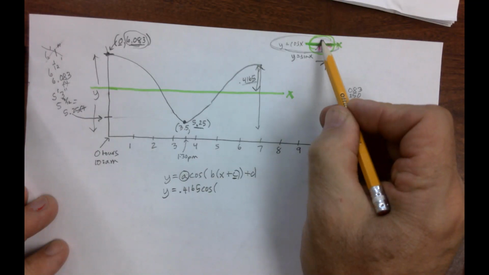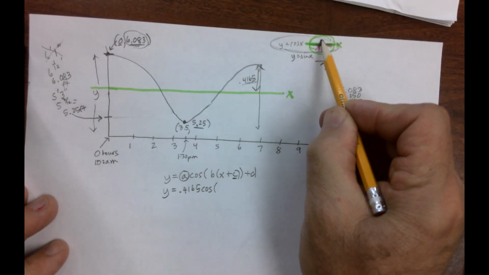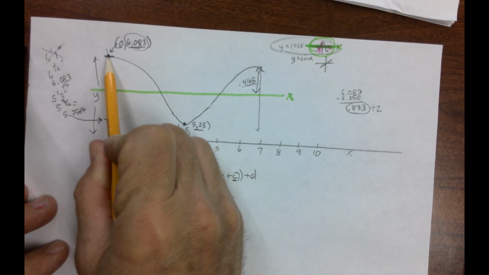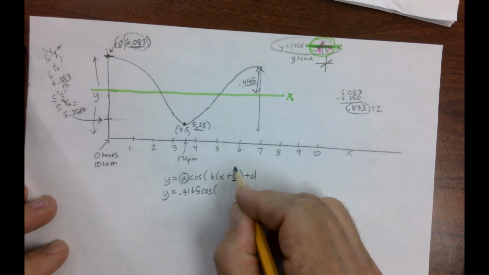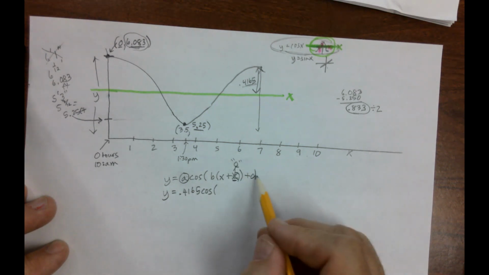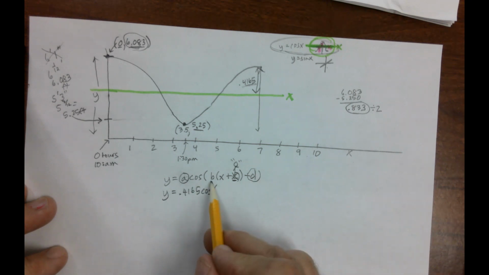Notice the peak of cosine is right on the y-axis if it hasn't been shifted. And that's what we have going on right here. So I know that C is 0. In other words, it just disappears. Now what about D? Well, just so things play out, let's find B.